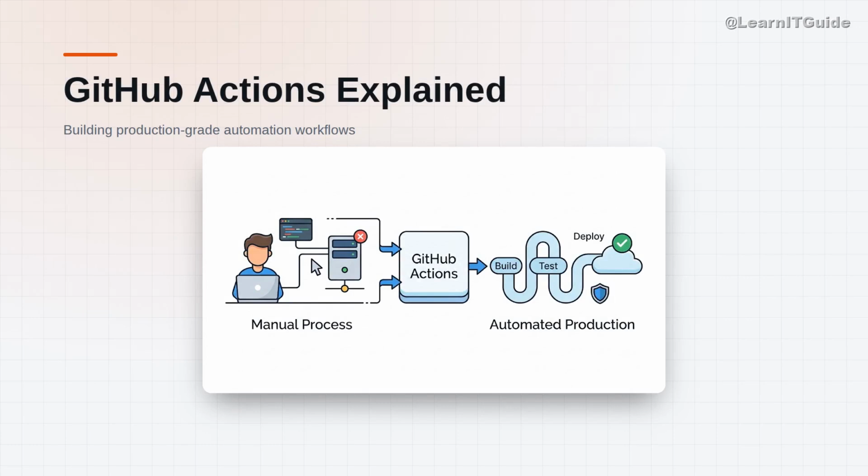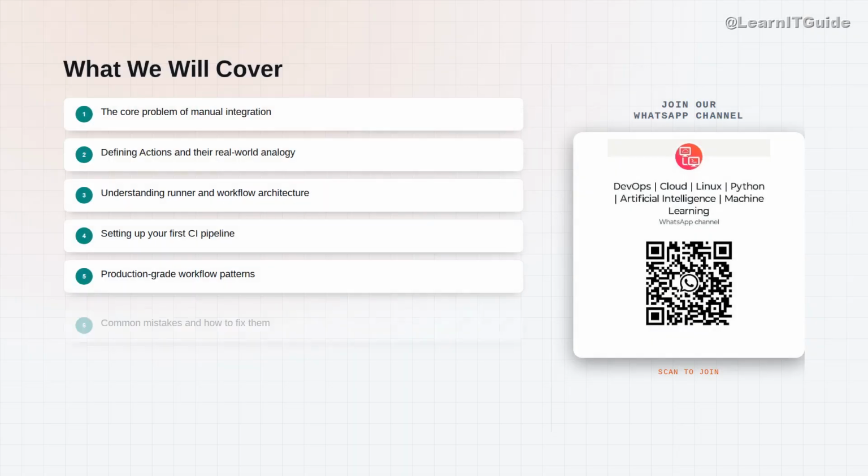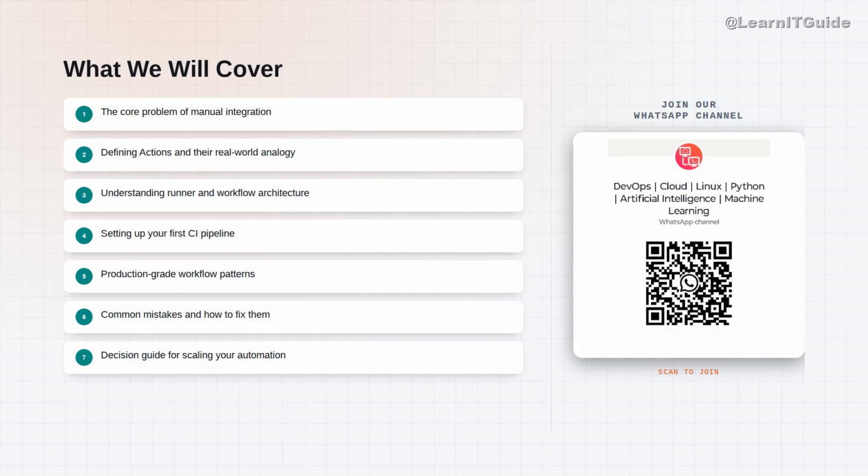Let us look at what we are going to cover. Specifically, we will cover the manual integration trap, define what actions are using a real-world analogy, and dive into the architecture of runners and workflows. Then, we will build a CI pipeline from scratch, look at production patterns, solve common errors, and provide a decision framework for your team. Watch all the way through to understand this properly.